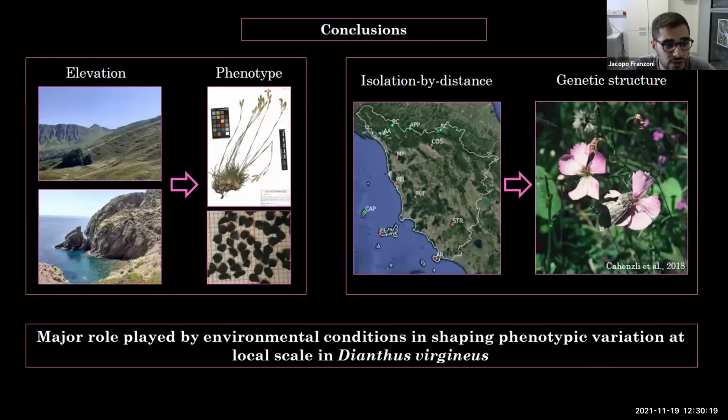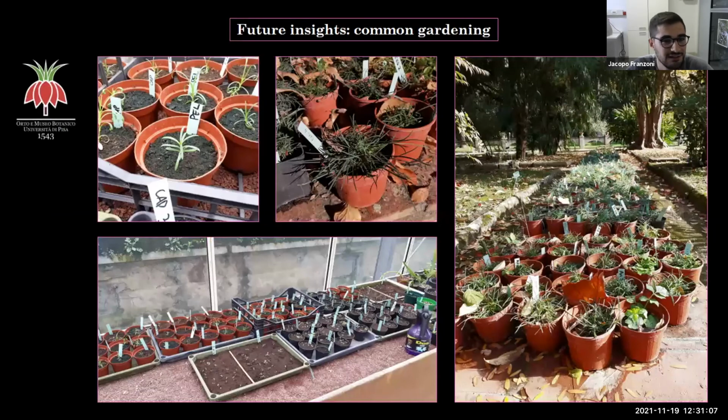In conclusion, given these results, we can conclude that elevation is a plausible driver of the phenotypic differentiation that we observed among these populations. On the other hand, isolation by distance could play a more important role in the genetic structure of the study populations. And finally, the statistical independence of phenotypic and genetic distances highlights a major role played by environmental conditions, more than, of course, genetic isolation, in shaping phenotypic variation at local scales in Dianthus virgineus. So this was my thesis in synthesis.